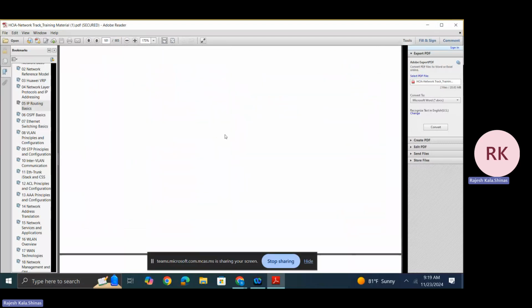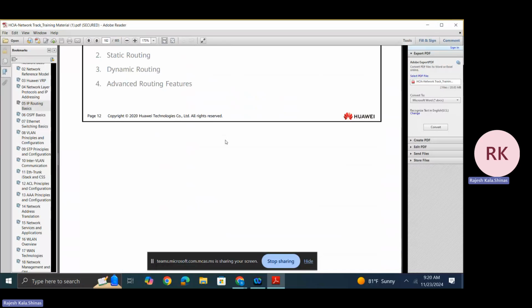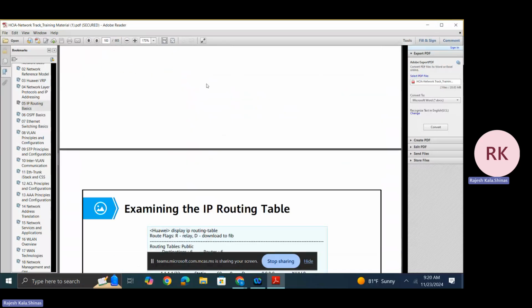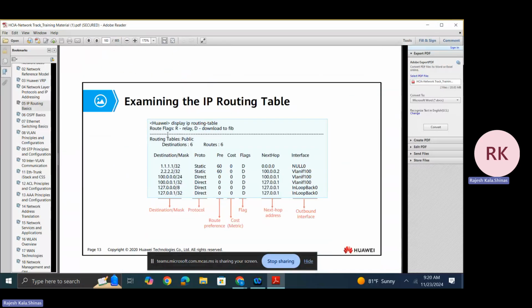Mentioned here. Then how do we select the optimal routes, that is, the best possible routes? Every router has a routing table. So in Cisco we use the command show ip route.